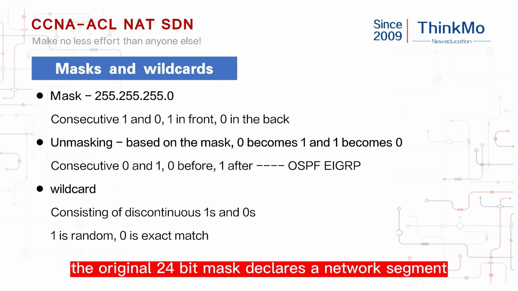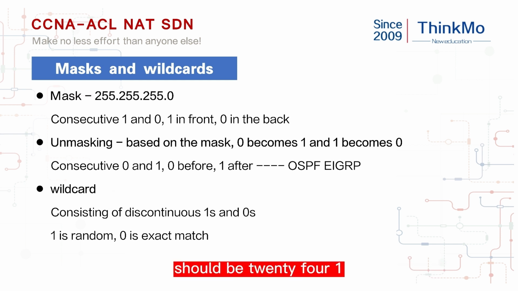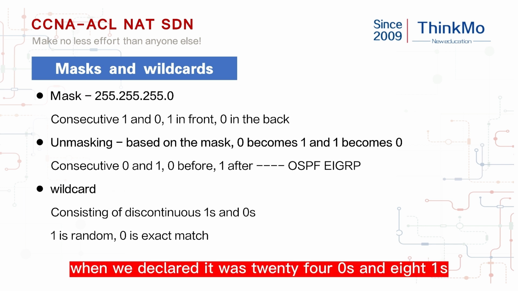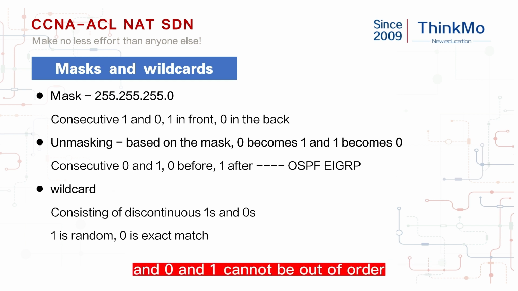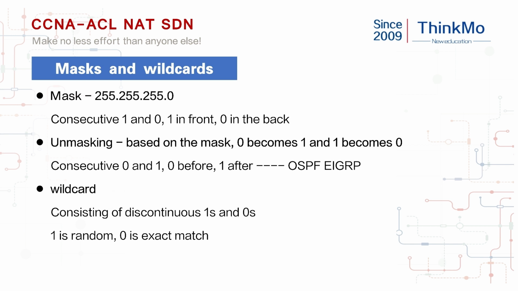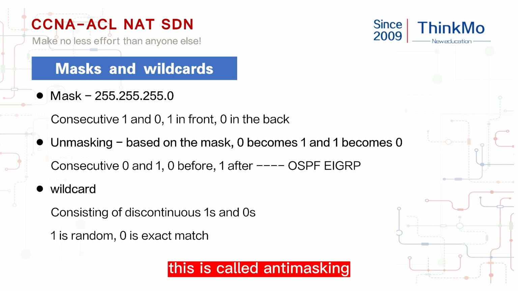The original 24-bit mask declares a network segment. It should be 24 ones, then 8 zeros. When we declared it, it was 24 zeros and 8 ones. Its anti-mask is composed of consecutive 0s and 1s, and 0 and 1 cannot be out of order. It must be 0s first, 1s after. This is called anti-masking.